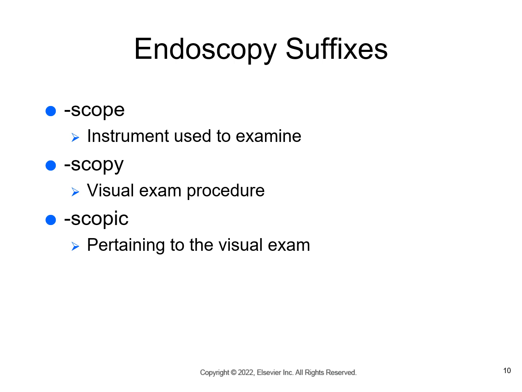So some of the suffixes that we'll see with endoscopy procedures are the scope, which is the instrument used to examine whatever body part you're looking at. Scopy, which is the visual exam procedure, so the actual doing of, like using the scope to look. And then scopic is pertaining to the visual exam, so that you might say it's an endoscopic surgery. So we know that they're using an endoscope to visually see something within the body.